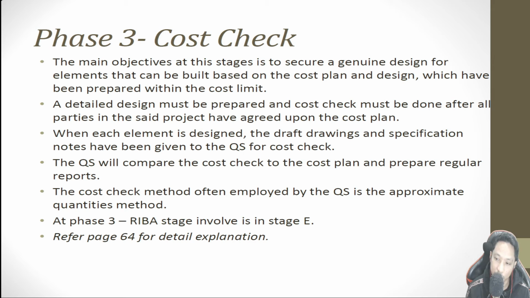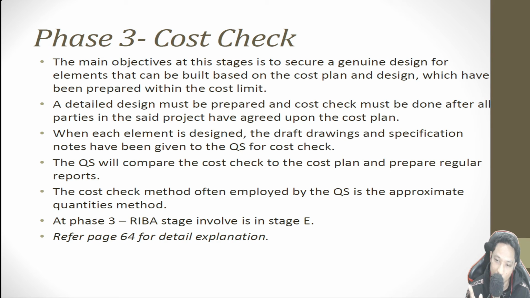So this is the last phase, phase 3, cost check. The main objective at this stage is to secure original design for elements that can be built based on the cost plan and design which have been prepared within the cost limit of the client. And the architect will produce a detailed design, and the cost checks must be done after all parties in the said project have agreed upon the cost plan.